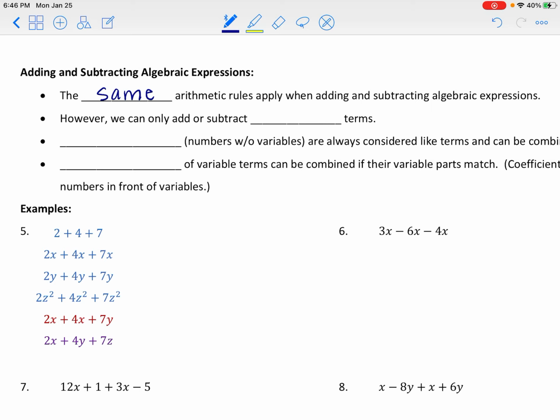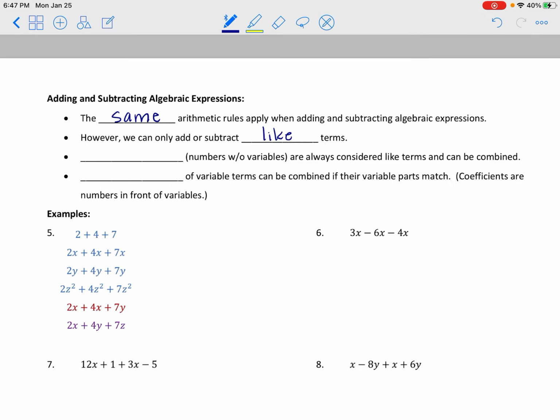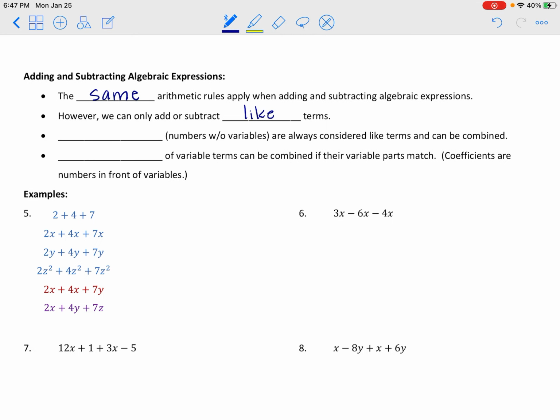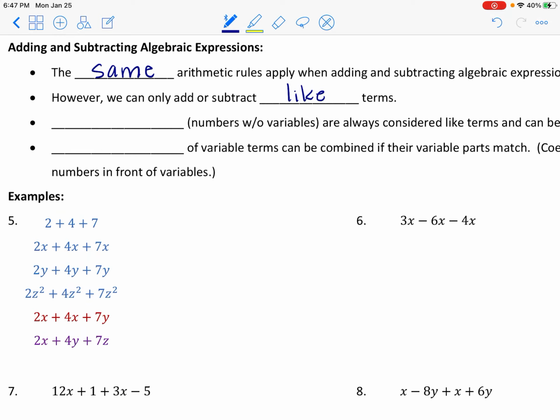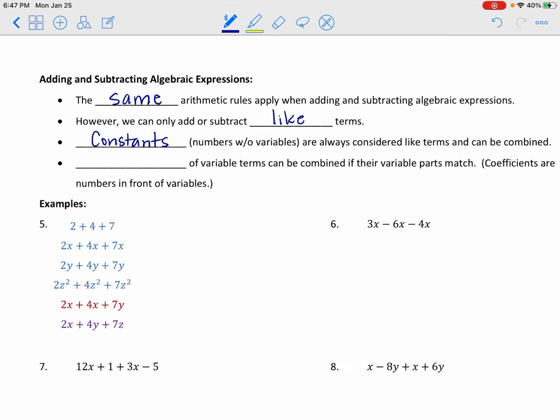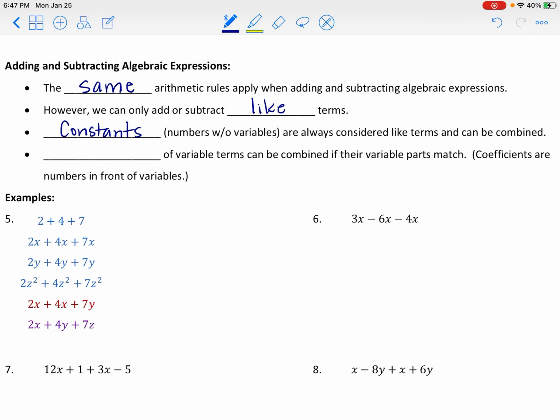That's the same rule, except we can only combine, again meaning add or subtract, what we call like terms. And in order for our terms to be like terms, they have to match. So for instance, any constants you have in your algebraic expressions, those are always like terms. Constants, remember, don't have any variables. So 2's and 3's and 4's and 5's, any of those numbers that don't have variables, we can always combine those.